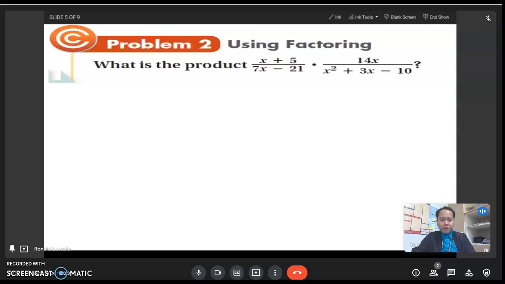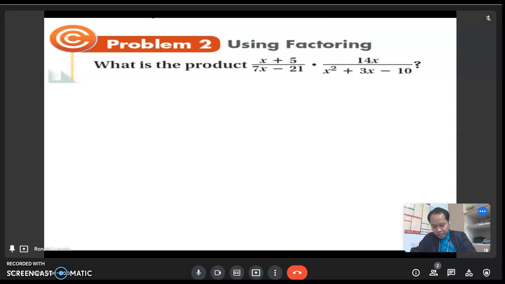Okay, the next example is: what is the product of (x + 5)/(7x - 21) multiplied by 14x/(x² + 3x - 10)? I'm going to have a working solution on the left side. I'm going to factor each of the terms there.